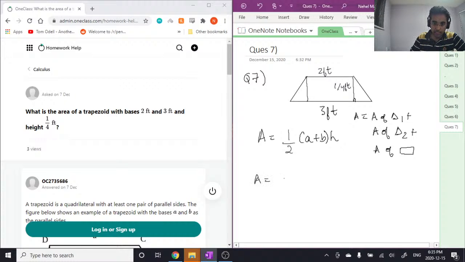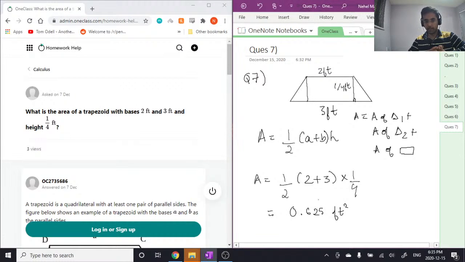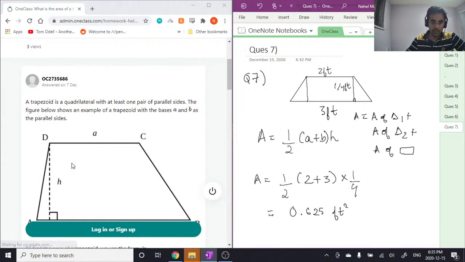So in our case, the area is equal to half times (a equals 2 plus b equals 3) times height, which is a quarter. So we would get 5 divided by 8, which is equal to 0.625. Now, very important with these area questions is you always write the units at the end: 0.625, and then the units, since they are all feet, would be feet squared. All right, let's just verify.